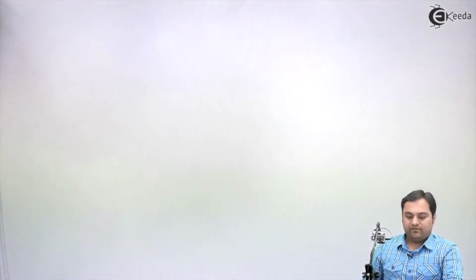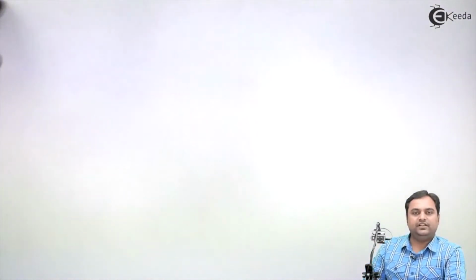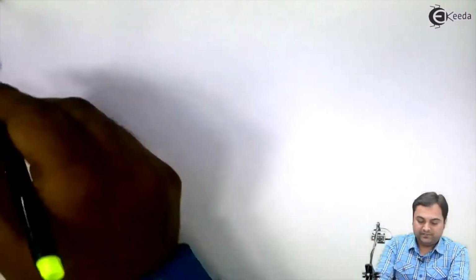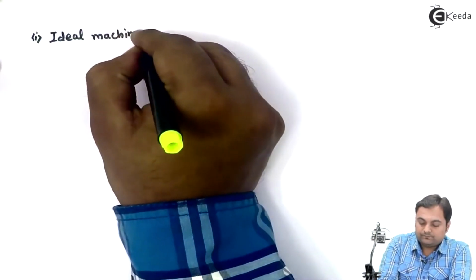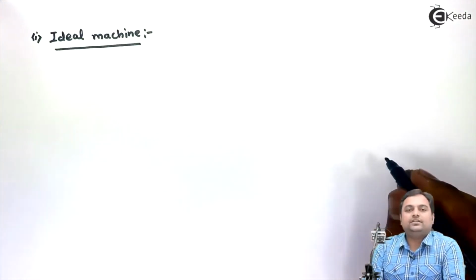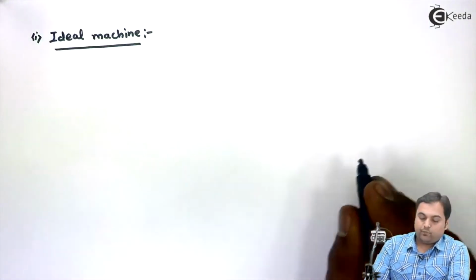In this video, we will see the definitions of ideal machine, actual machine, ideal effort and ideal load. So let us start with the first part, that is ideal machine. Ideal machine is that machine in which friction is absent.